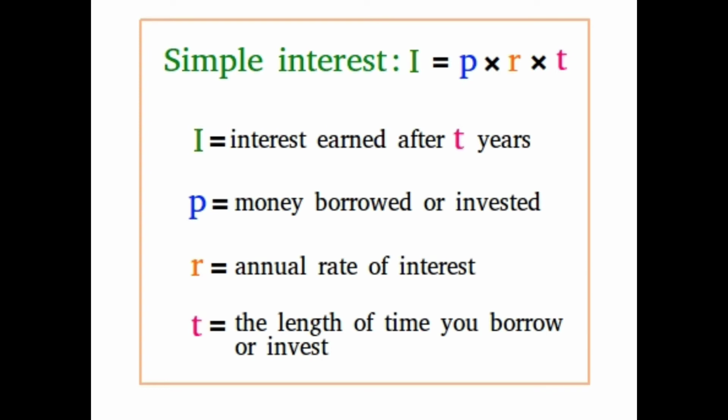Let me explain again the formula for the simple interest. Simple interest is equal to, simply we can write I, or instead of simple interest we can write SI, is equal to PRT, or principal multiplied by rate multiplied by T. So I is the interest earned after T years, that is, the number of years. P is the money borrowed or invested, that is the principal. R means annual rate of interest. T means length of the time you borrow or invest. So this is the formula for finding the simple interest.